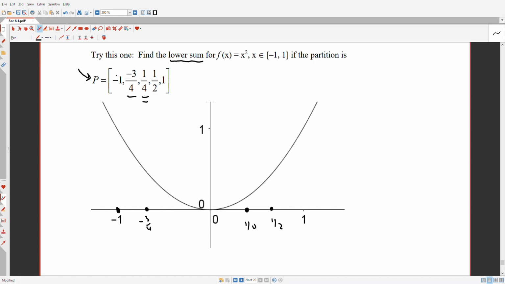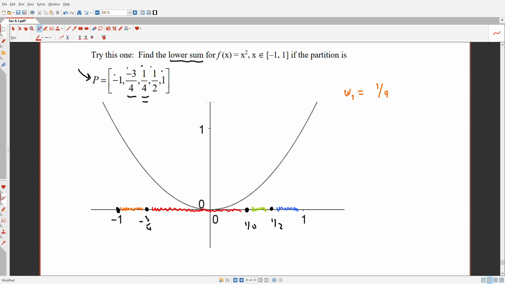So let's count. There were 1, 2, 3, 4, 5 points in my partition, and this is going to give me 1, 2, 3, 4 rectangles to set up. So we're going to have 4 rectangles, and our partition tells us the width of each rectangle. The first rectangle has width equal to negative 3/4 minus negative 1, so that'll be 1/4.